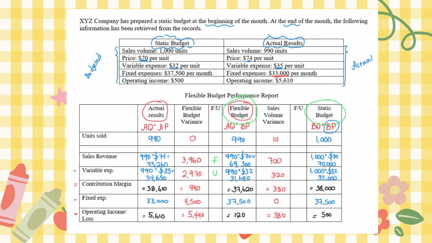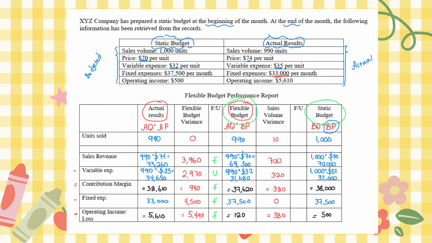For the contribution margin, it's a profit. So I expected to get 37, I got 38, so it's gonna be favorable. Now, for the fixed expenses, I expected to pay 37, I paid 33, so it's gonna be favorable, I paid less. Now for the operating income, I expected to get 120, I got 5,610, I got more, so it's gonna be favorable variance.